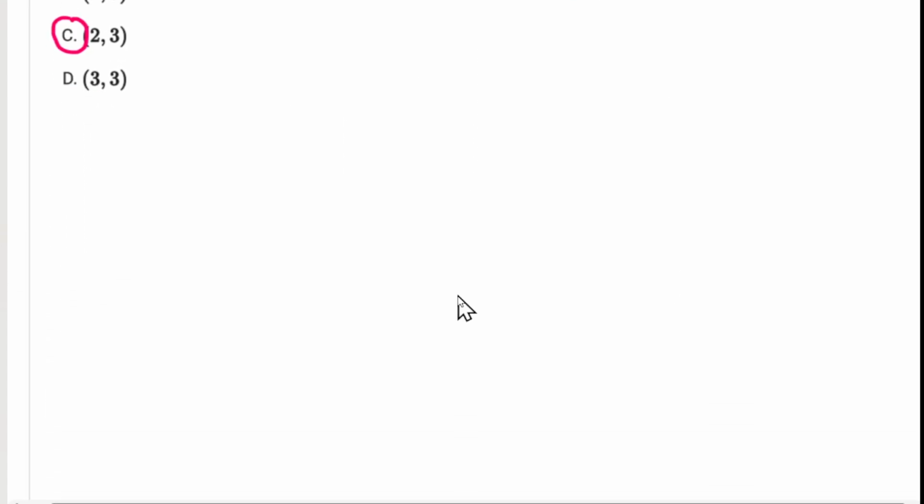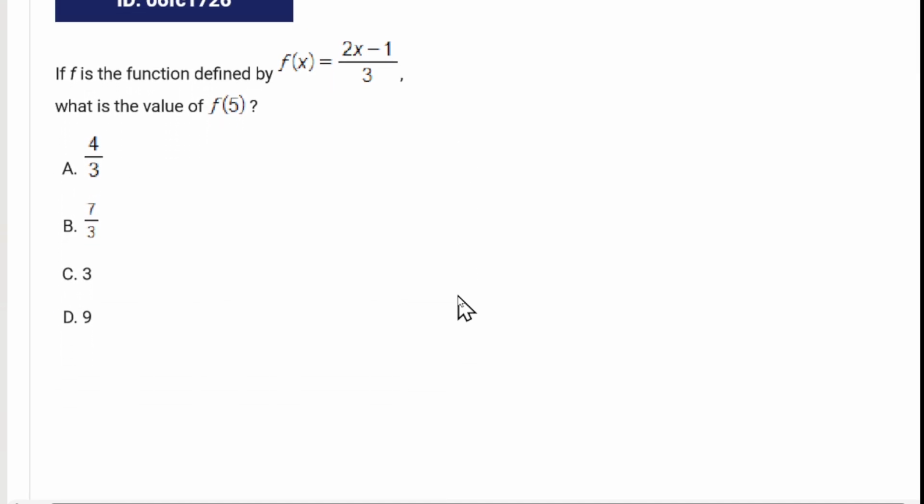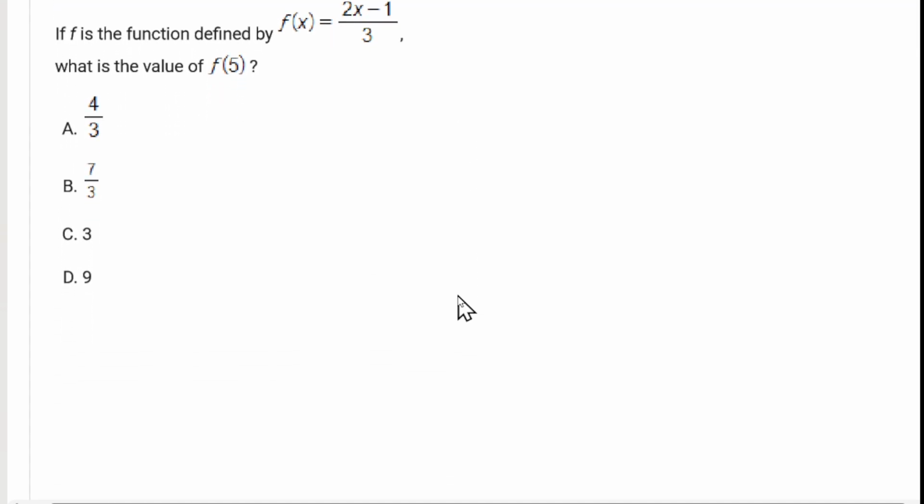Moving on to the next problem here. We have ourselves a function. We see f of x is equal to 2x minus 1, all divided by 3. This is basic function review. We have f of 5, so we know that the 5 inside the parentheses is the x value. So we're going to rewrite the function, but we're going to replace each x with the number 5. So it would look like the following.